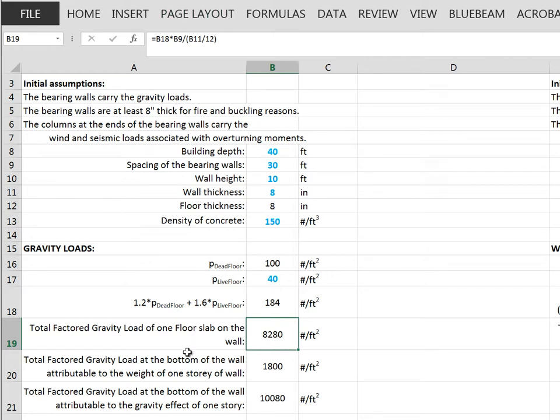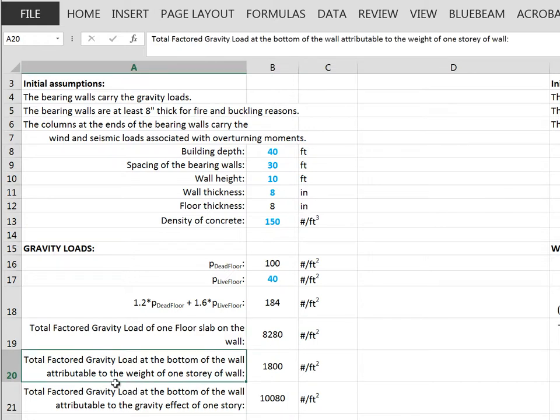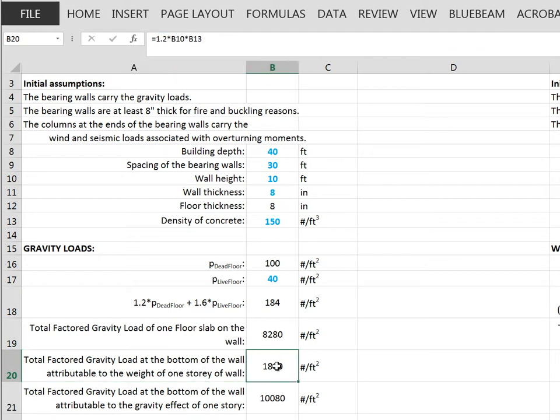Then we have a factored gravity load at the bottom of the wall that's attributed to the weight of the wall itself. So for one story of wall, we have a formula here, which is our load factor for gravity loads. And then we have that times B10, which is the height of the wall, times the density again. And this is kind of cool because when we highlight this, that's the formula up there, but it's showing us up here what are the various things that are being grabbed in our formula. So it's highlighting B10 and B13.